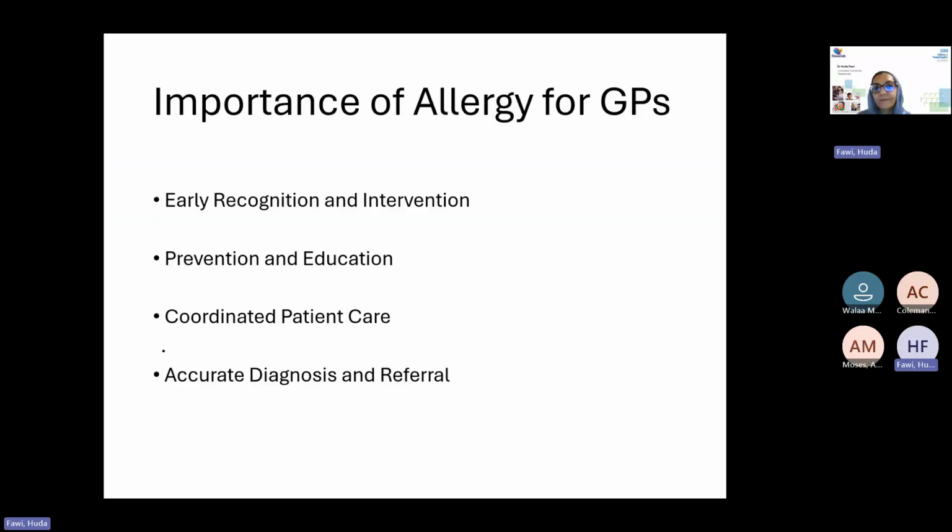So early recognition, intervention, how do you manage them? How do you prevent these allergies? And as well, educating these families or patients, and organizing a coordinated patient care. And how do you come to an accurate diagnosis and when to refer?